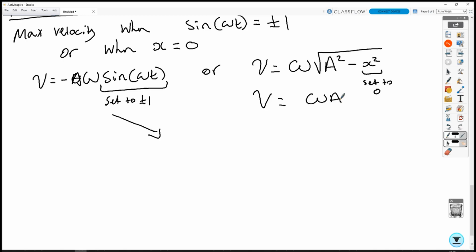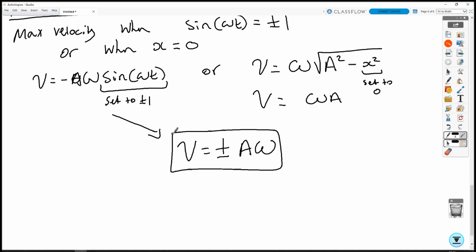But sine can be plus or minus 1. So that sine can also be plus or minus, depending on which way it's moving. So in either case, and even with this case, this is just giving us a magnitude. If we wanted the direction, it's also got plus or minus. So v equals plus or minus a omega, or omega a. So they both give us the same thing.